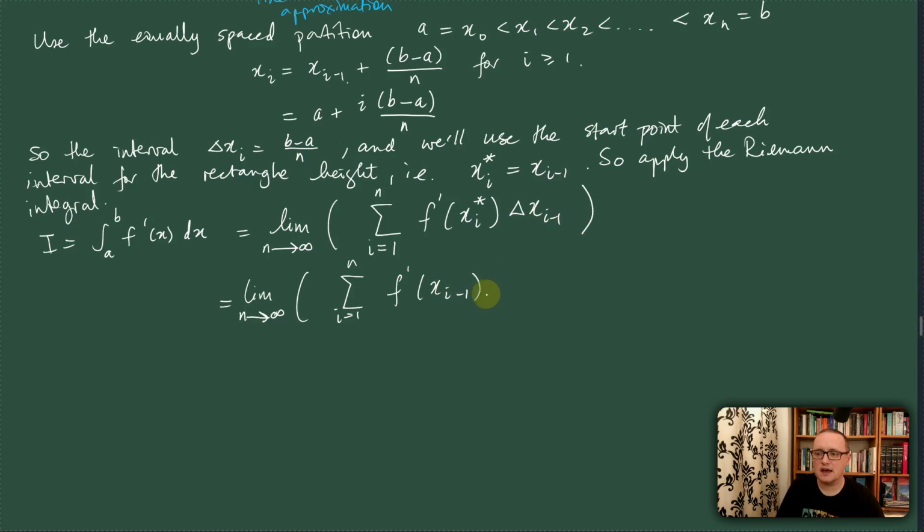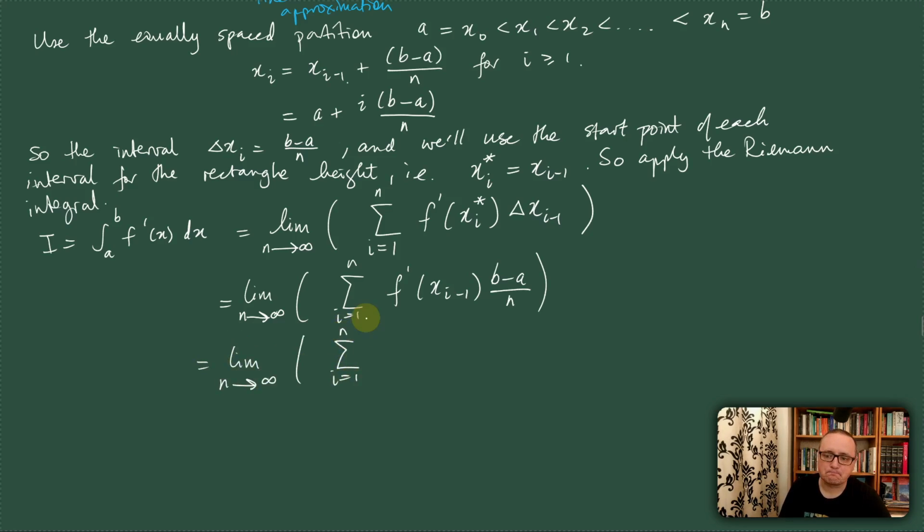And for delta xi, we're using b minus a over n. Every interval has the same width. And then we want to use this form here for xi minus 1. So this is going to be the limit as n goes to infinity. I probably should have written this in when I was writing the previous one. So for xi minus 1, we're using the explicit form for xi minus 1 in terms of a and b.